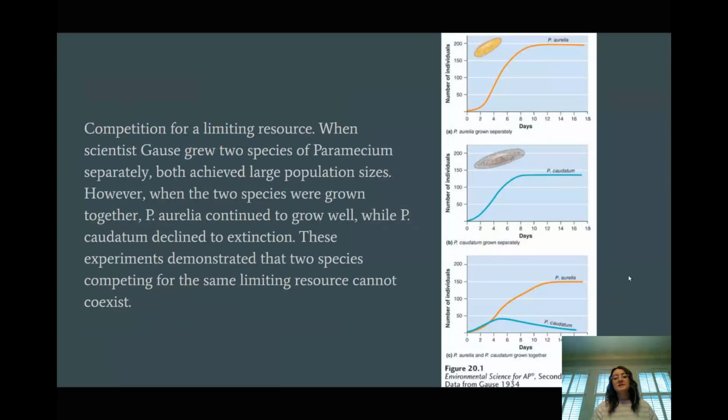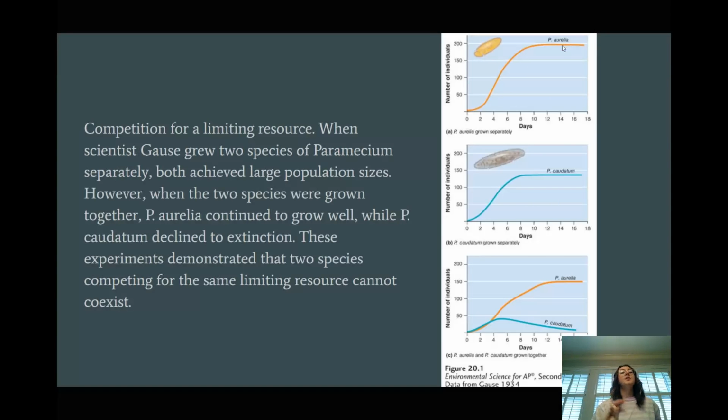This scientific study kind of looked at this, and it looked at 2 different paramecium species. These are little single-celled organisms. First of all, they grew them separately and watched their growth pattern. Here you have that logistic growth model, with your S-shaped curve, and they level off at that carrying capacity.